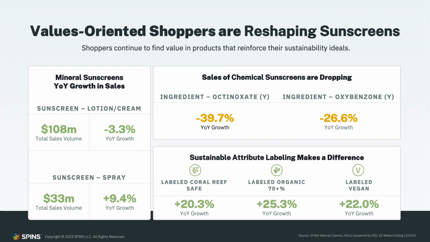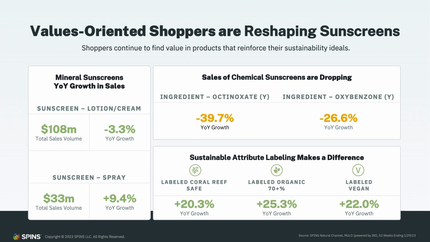On our top right, we're taking a look at the chemical sunscreen agents that are often targeted as being the most damaging to the environment, octinoxate and oxybenzone. By filtering on products that contain these ingredients, we see some striking declines, negative 39.7% growth for octinoxate and negative 26.6% growth for oxybenzone, suggesting that both shoppers and brands are responding to the calls for more sustainable sunscreen products.